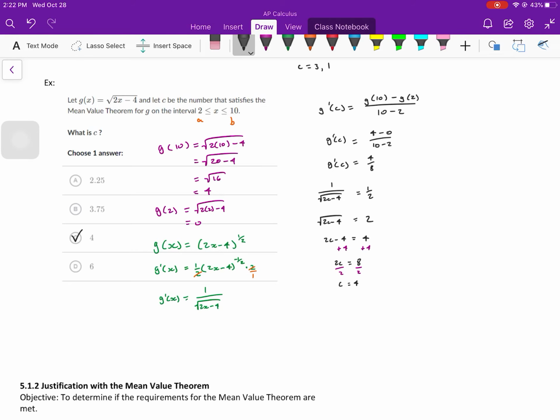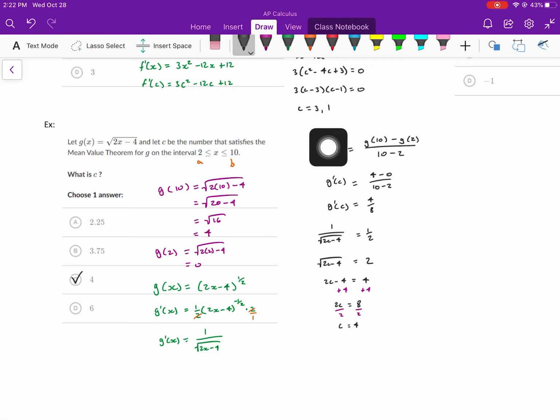And that's the process. The main thing is this formula up here. This is the mean value theorem, that the instantaneous rate of change is going to equal the average rate of change. Somewhere in that interval it's going to equal. That's the main part. From there you just fill in the derivative equal to the average rate of change and solve for it. And that's it.